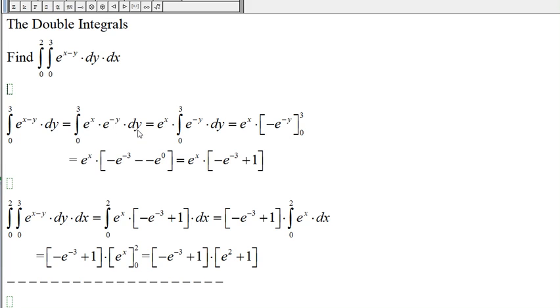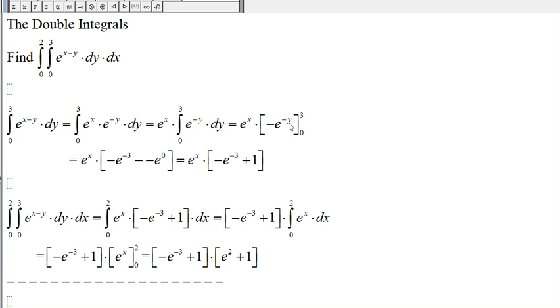This integral is with respect to y, so e to the x will be considered constant. And this e to the x, because it's a multiplication constant, we can move it and place it in front of the integral. E to the negative y, the antiderivative would be negative e to the negative y. And then evaluate from 0 to 3.